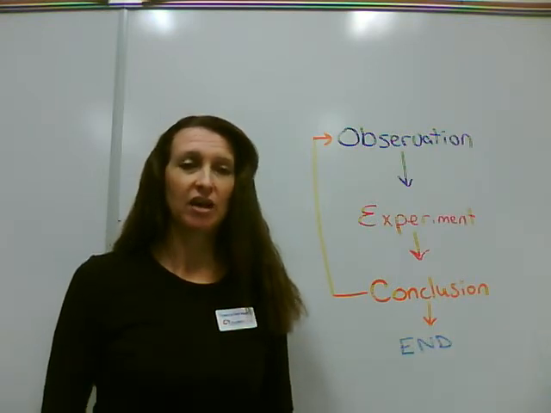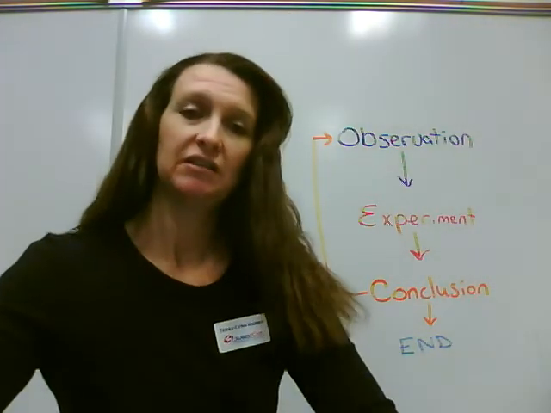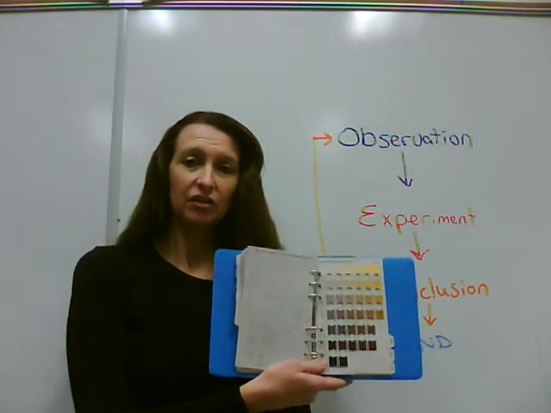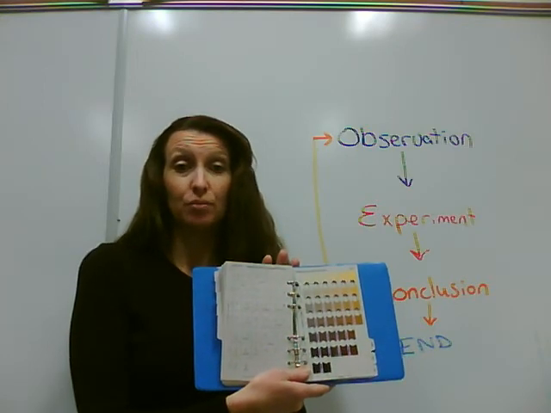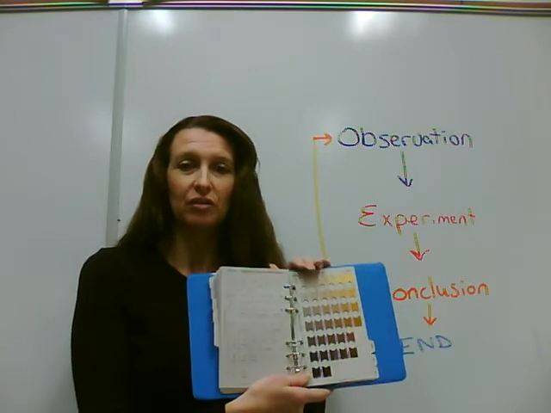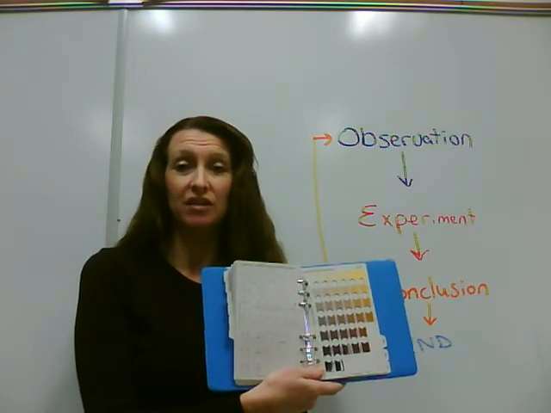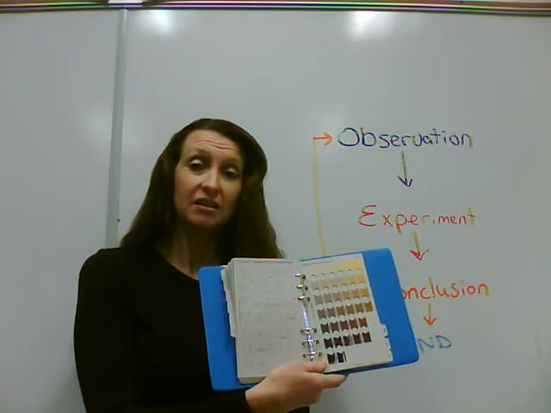In science, we have a lot of charts and guides for this. One example is a color chart for soil. So, I mean, you may go outside and say soil's brown. Well, what shade of brown? This puts an end to that subjectiveness. You can actually match it up to a specific color and ID it that way.